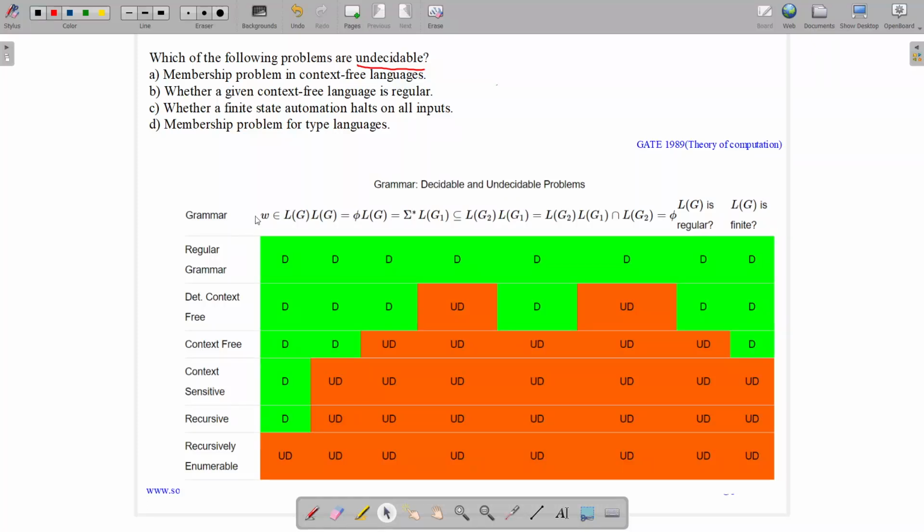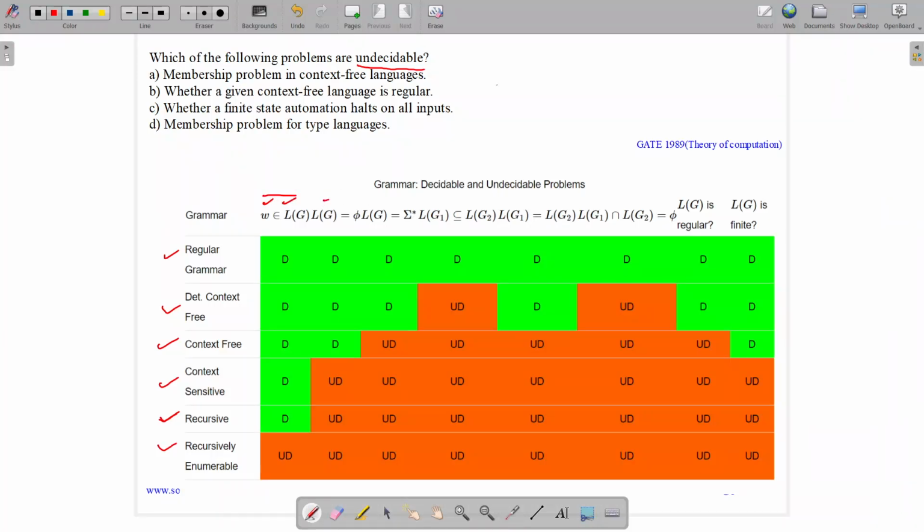This is a table, so let me iterate you through all. These are all the types of grammar: regular grammar, DCFL (deterministic context-free language), context-free language, context-sensitive language, recursive language, and recursively enumerable language. And it is whether a given string belongs to a language, which is the membership test.